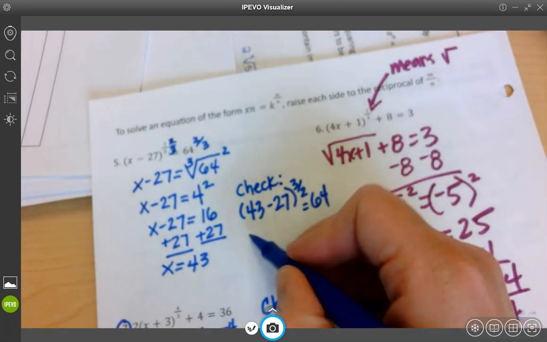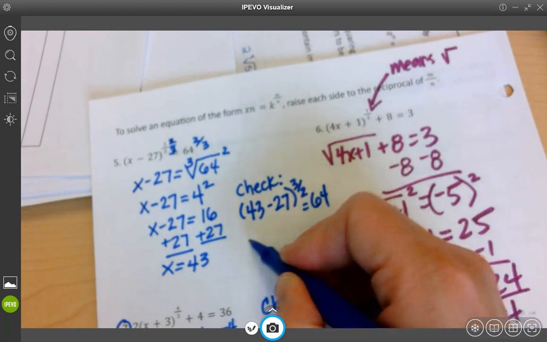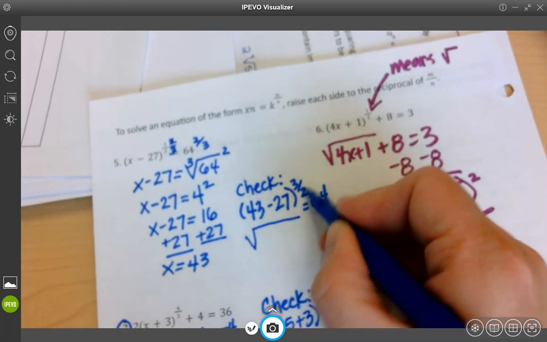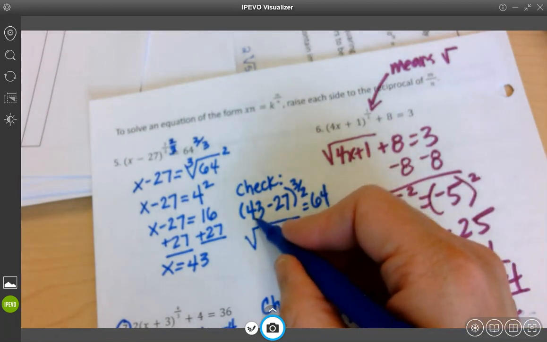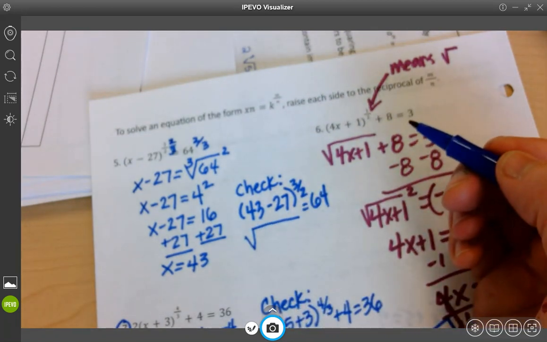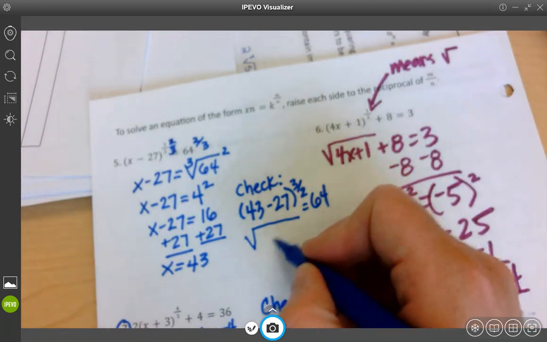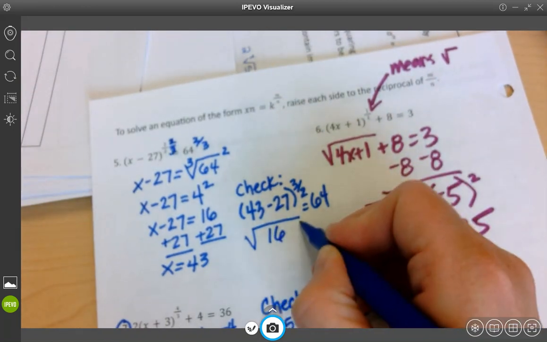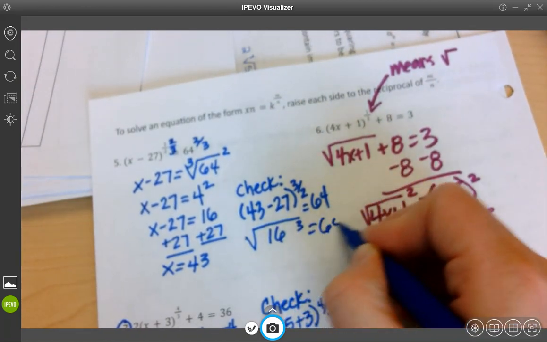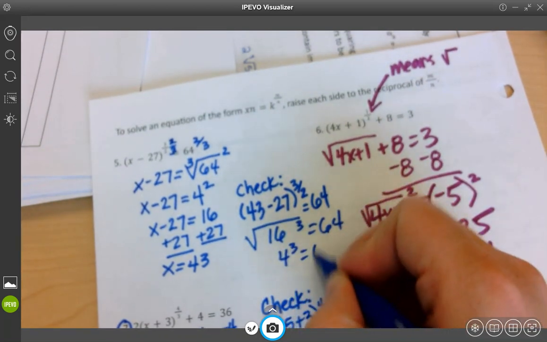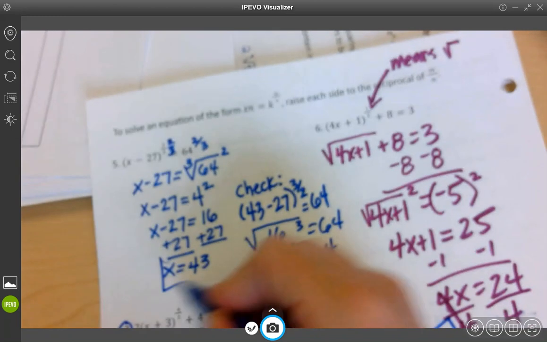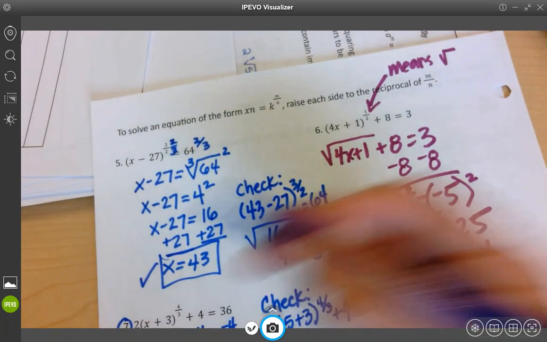You can also rewrite it because that denominator of 2 gives you a square root. This gives me how much? 16? Is that right? Square root of 16 is 4, and 4 to the 3 is 64. So that means my answer is right.